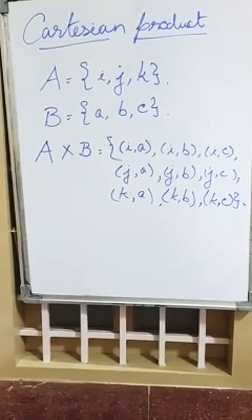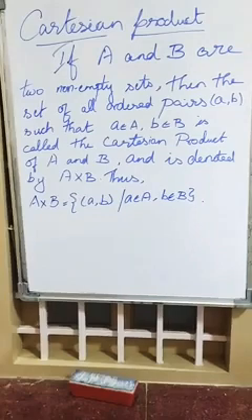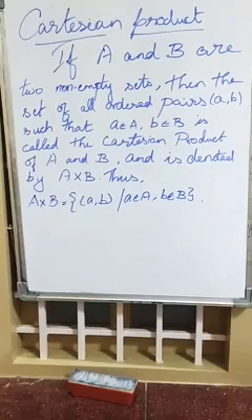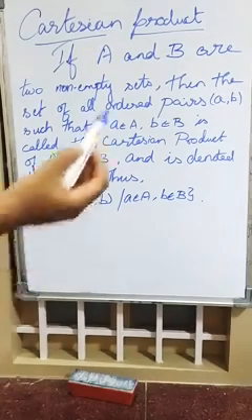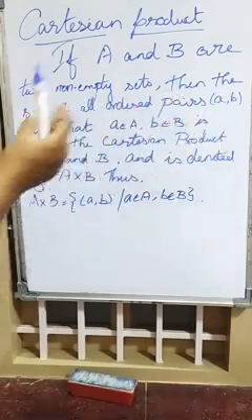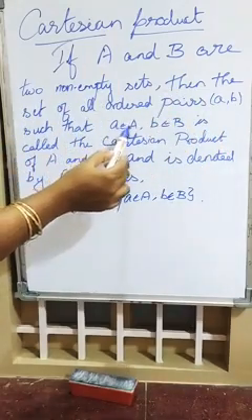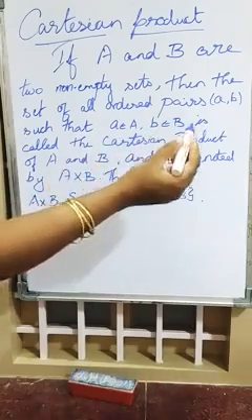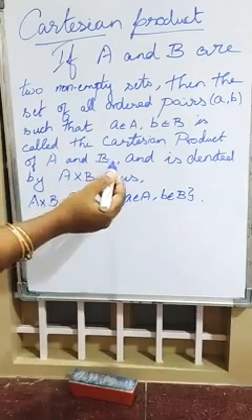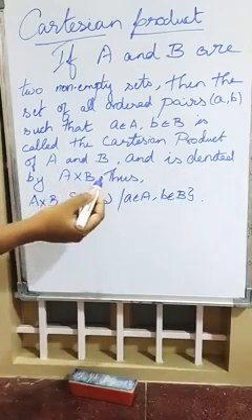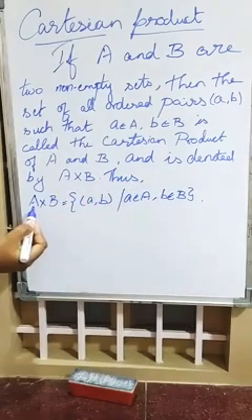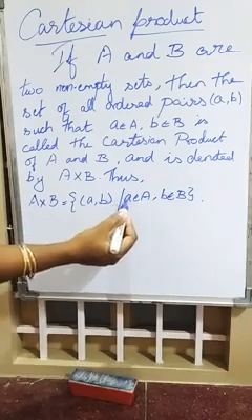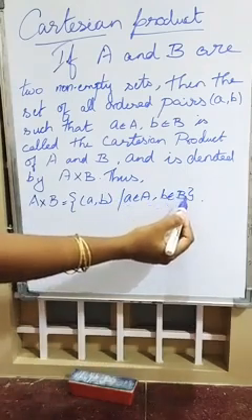Now you can see the definition. If capital A and capital B are two non-empty sets, then the set of all ordered pairs (a, b), such that a belongs to capital A and b belongs to capital B, is called the Cartesian product of A and B and is denoted by A cross B. Thus, A cross B is equal to {(a, b) such that a belongs to A, b belongs to B}.